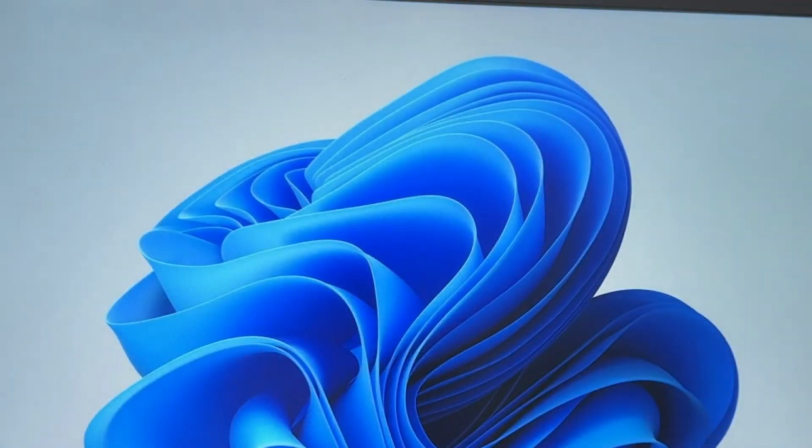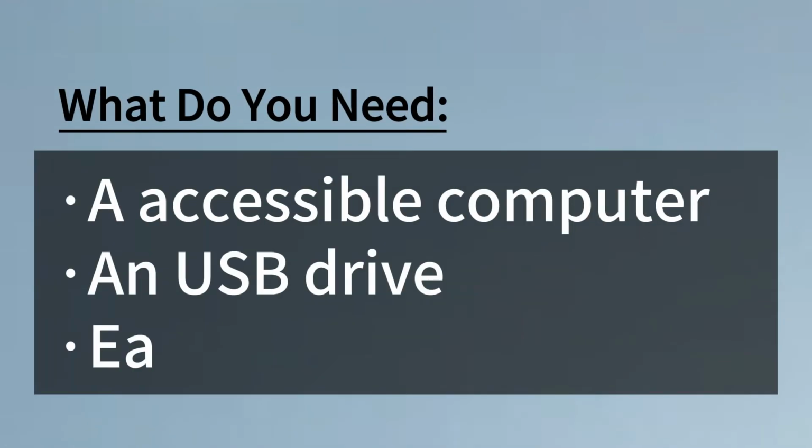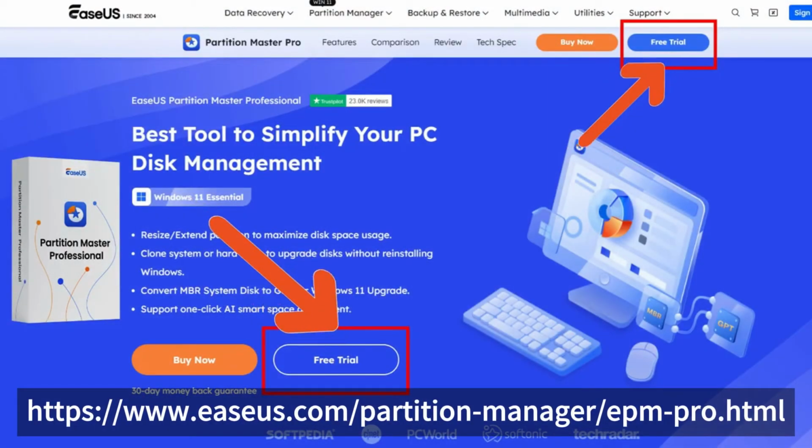But if you are not confident in this method, you can also refer to the next simpler solution. You will need a working computer, a USB drive, and password removal tool like EaseUS Partition Master. You can go to this website to download the tool. Once you have everything prepared, we can proceed the operation.